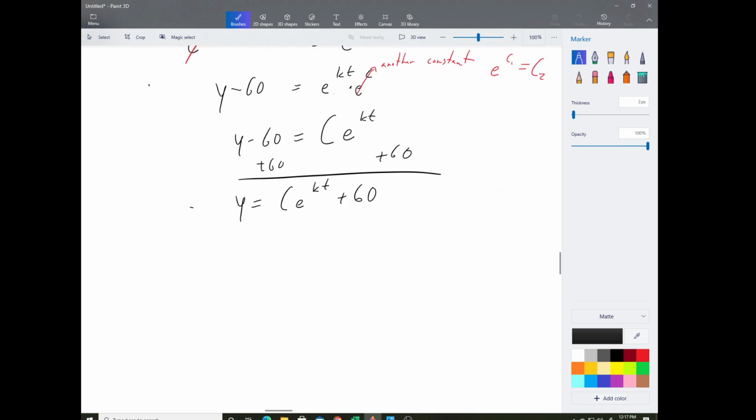So what we have here, this is called the general solution. But we need to find the particular solution so we can solve for what's happening in our scenario. So what we're going to do here is we want to solve for our k and we want to solve for our c. We need to look back at what the problem told us originally, and we can use that to solve for our variables.